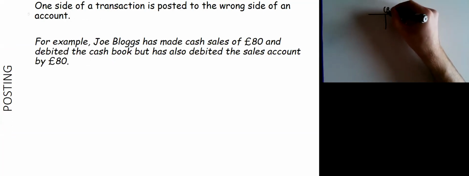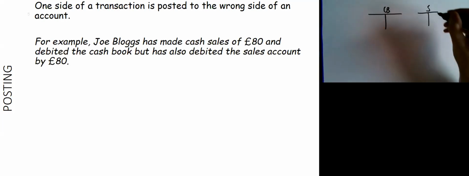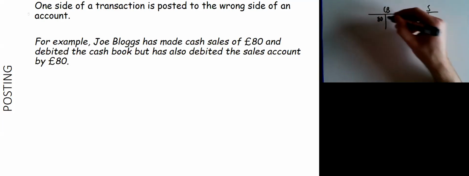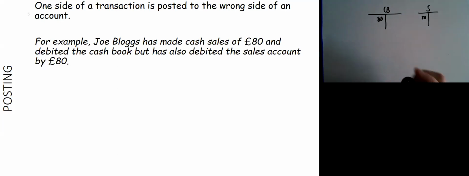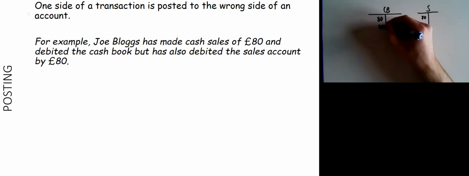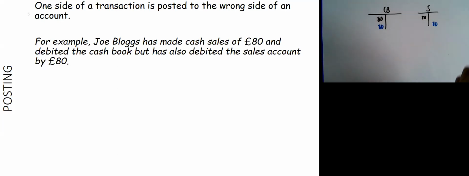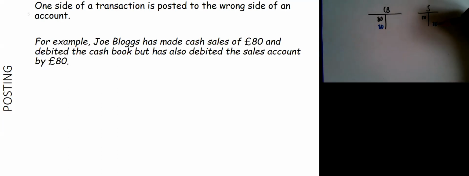So cash book, sales, debited by 80, debited by 80. How it should look, well, we know from the last one, 80 and 80. Well, to get the 80 on this side, because this side is done right, to get the 80 on this side, I first of all need to cancel the 80 out and then put an 80 in. So altogether, I need to put 160 on that side.